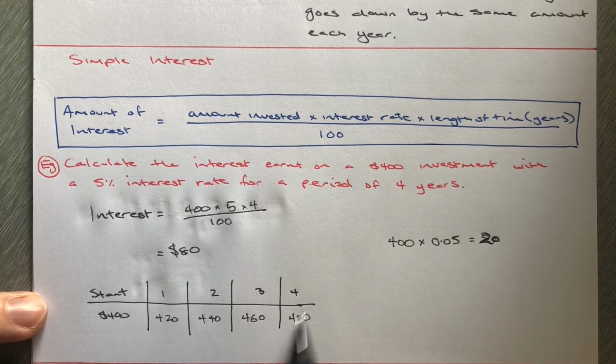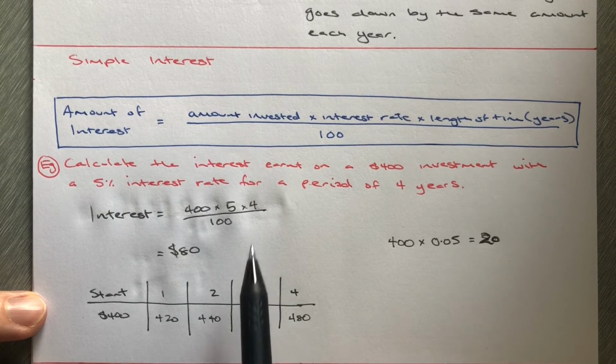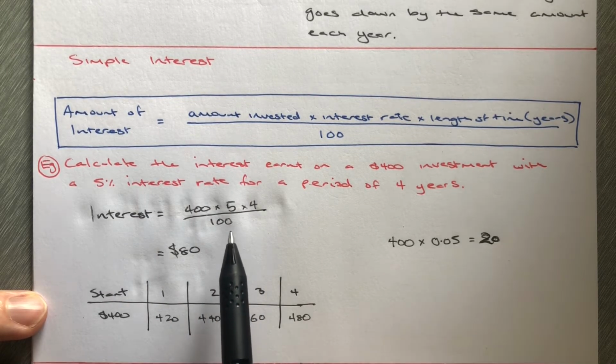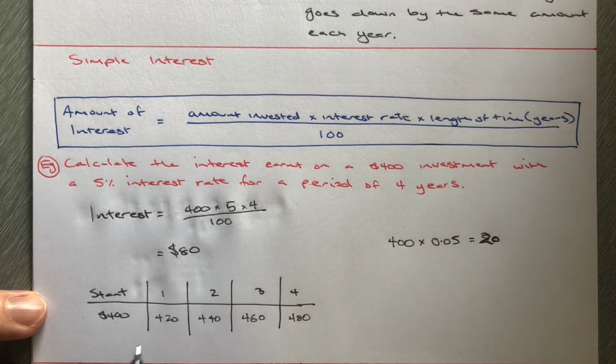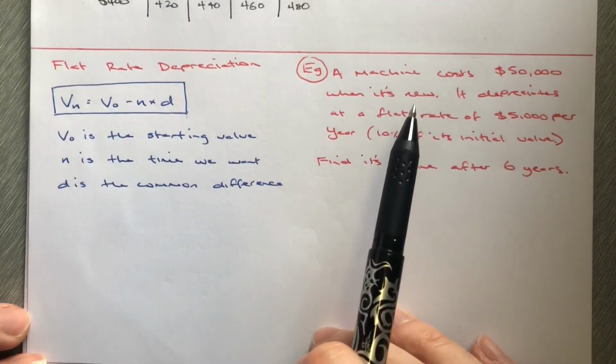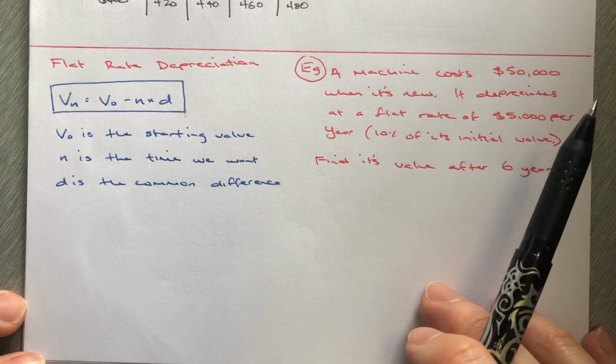So you could use this method if we don't need to work out too many years down the track. But if they ask for like 100 years or 50 years or something really big, it's a good idea to use the formula, because you don't want to have a massive table with 50 or 100 or however many columns. Okay, but it works both ways. Let's go to the next bit, which is flat rate depreciation.